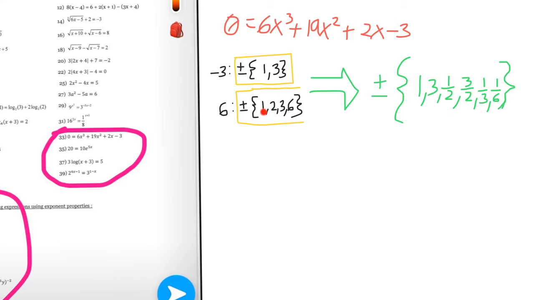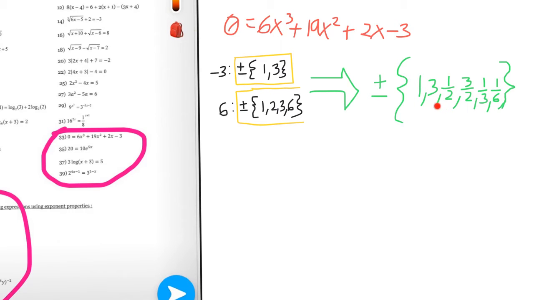Once again, I treated these like the numbers in the numerator. I treated these like the numbers in the denominator, and I just did literally every combination of what could be, and I was meticulous to not repeat numbers. For example, 3 over 3 was just 1. I already had a 1, so we don't need to write that down again.